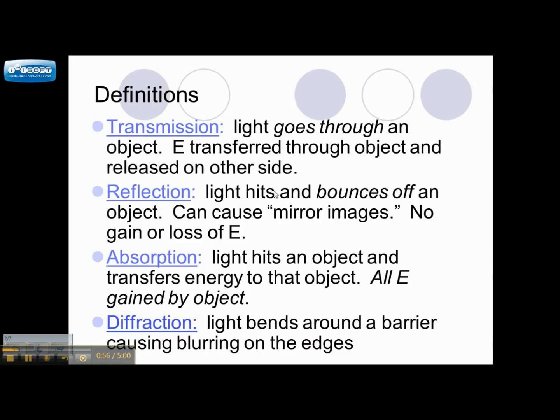Reflection is when light hits and bounces off an object. So a mirror. We talked about a bunch of these, right? Transmission's also lenses. So lenses transmit light. Mirrors reflect light. This can cause a mirror image. No energy is gained or lost here. It's just simply bounced right off.